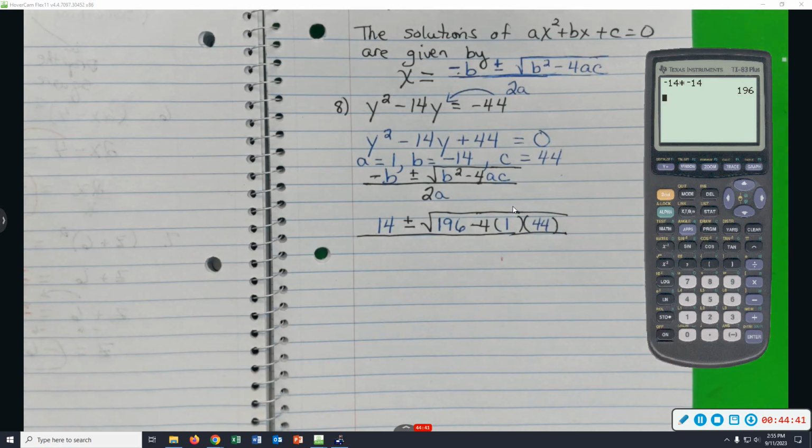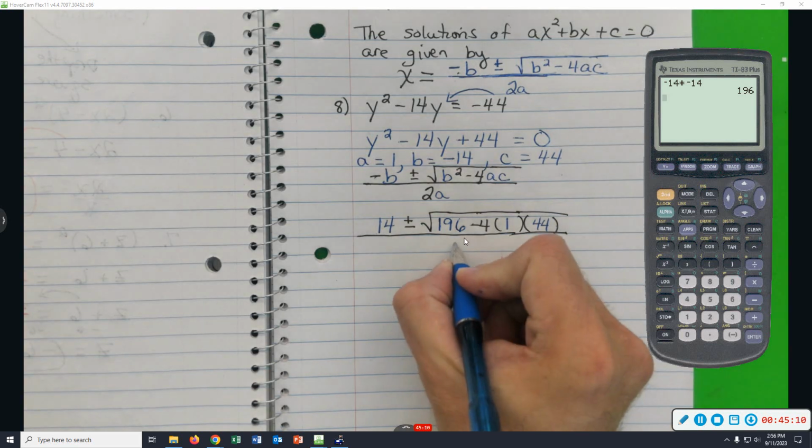And generally, I will do that bottom just in my head. I'm not going to show the 2 times 1 step. Sometimes showing too many steps makes it harder than it needs to be. The 2 times A, what number am I going to put on the bottom? A is a 1, so 2 times 1 is just 2.